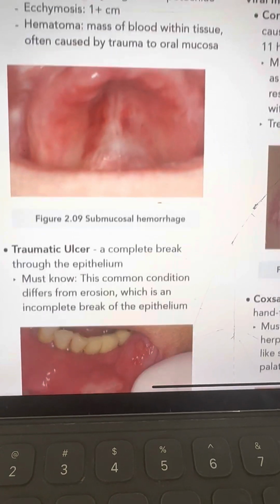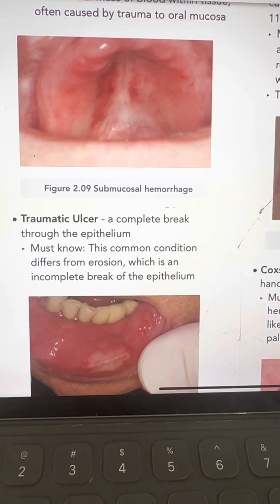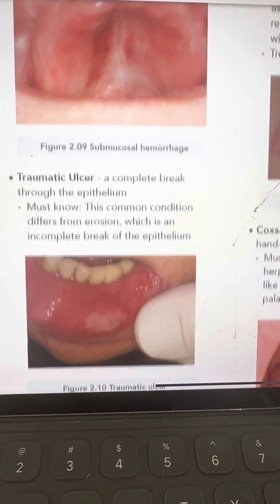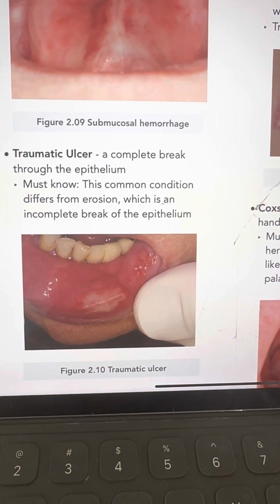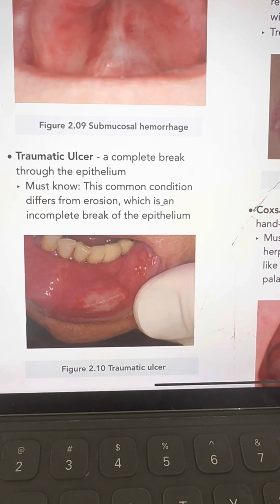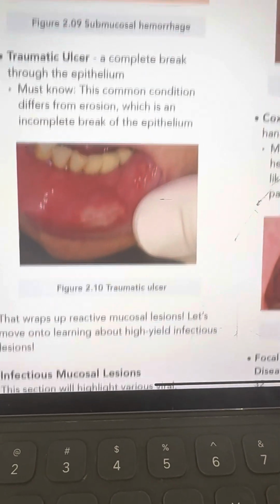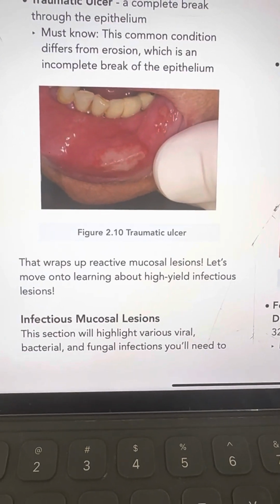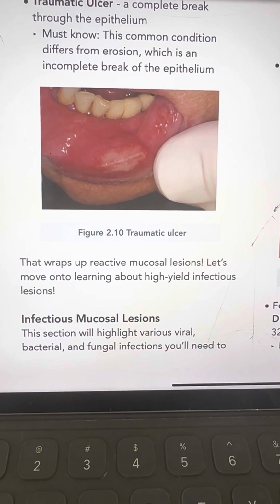Submucosal hemorrhage. Traumatic ulcer: a complete break through the epithelium. Must know: this common condition differs from erosion, which is an incomplete break of the epithelium. Traumatic ulcer. That concludes reactive mucosal lesions.